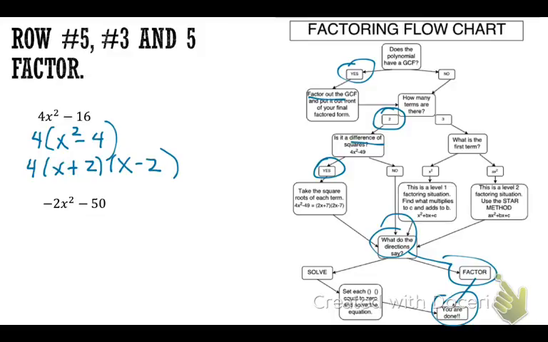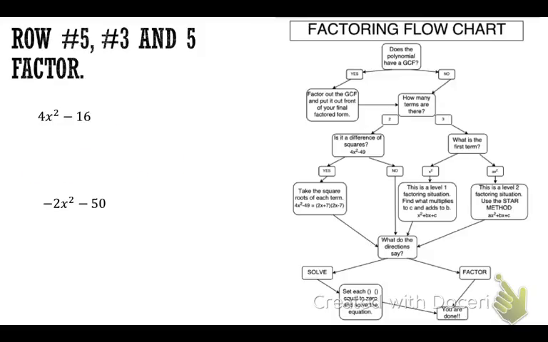Alright, and now the problem in column number 5. So I'm looking at negative 2x squared minus 50. I might have put that down wrong. Yes, it is negative 2x squared plus 50. So first thing I do is I look for a greatest common factor. And I do have a greatest common factor.